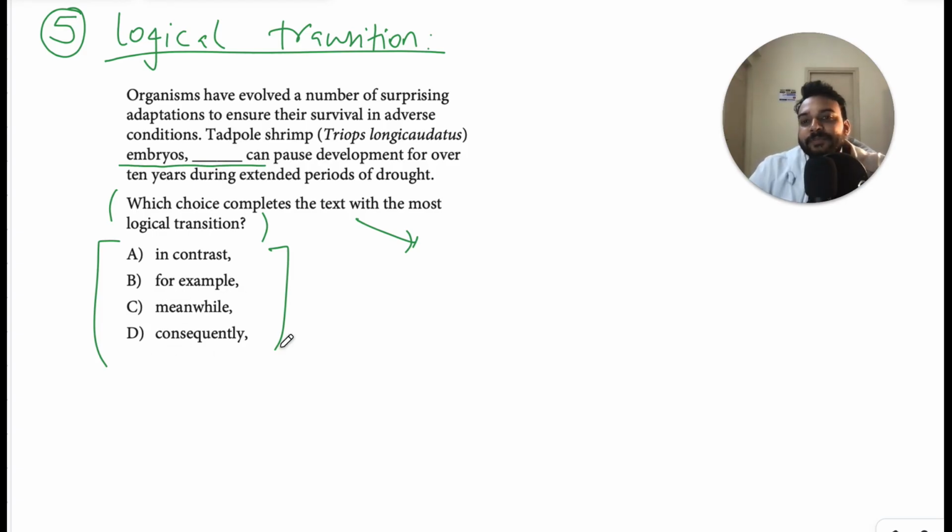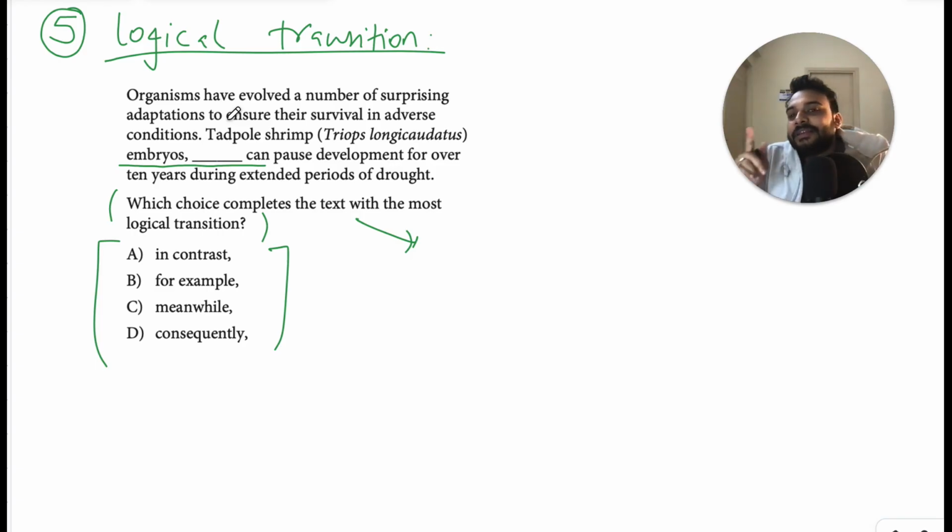Now, first line of defense, the line just before the blank, and the line just after the blank. Since this is a really short paragraph, you can read it wholly. Organisms have evolved a number of surprising adaptations to ensure their survival in adverse conditions. Tadpole shrimp, Triops longicaudus, embryos dash can pause development for over 10 years during extended periods of drought. What are they trying to say? First of all, they say that organisms have evolved a number of surprising adaptations. They're talking about the surprising adaptations for survival which the organisms have evolved into.